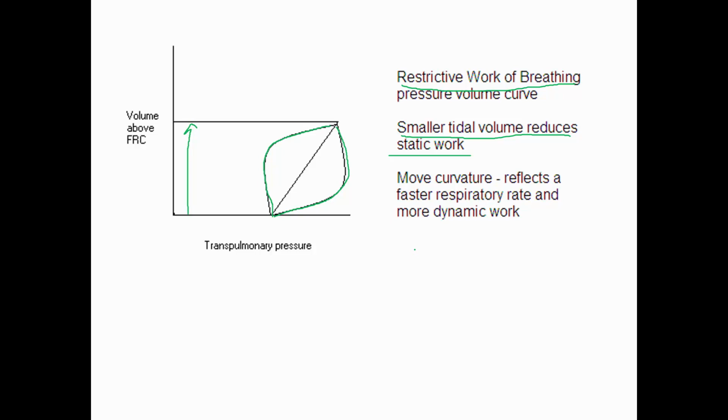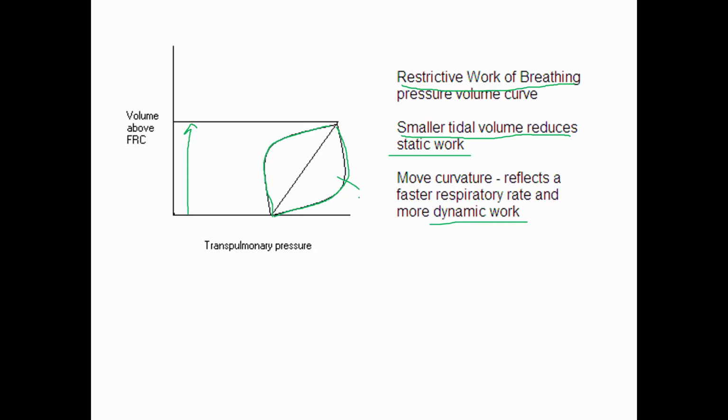If a person's going to maintain their alveolar ventilation and they're taking smaller breaths, they're going to have to breathe more times. That's just all there is to it. They're going to have to breathe more times. So you're going to be moving air through the airways a lot more. So you're going to increase your dynamic work, and that shows in this bowed out curvature.